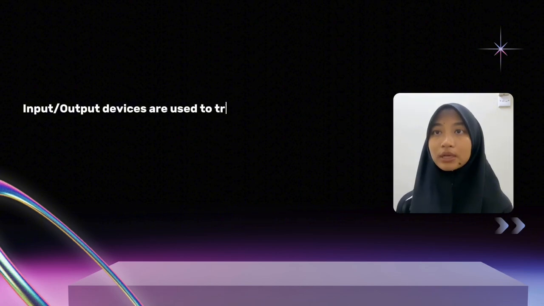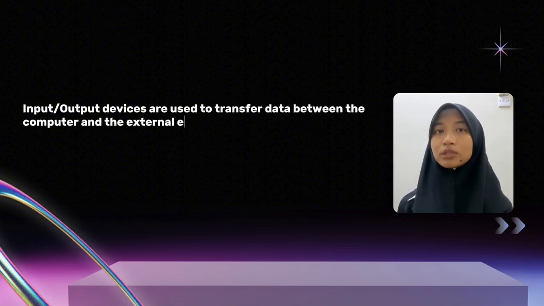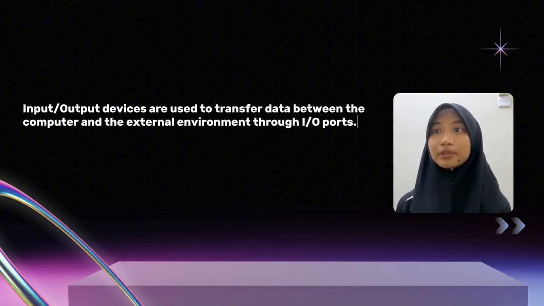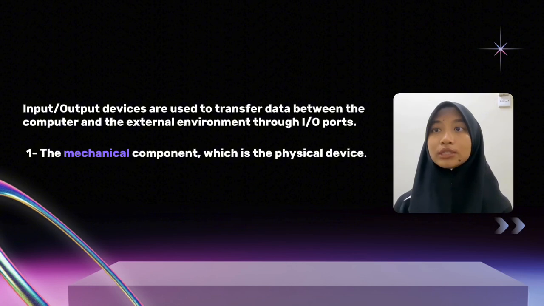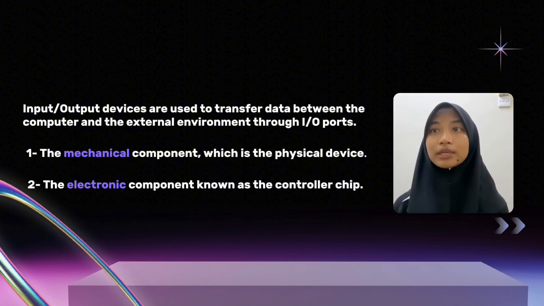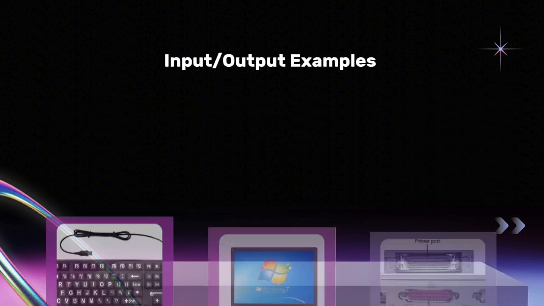Input-output devices are used to transfer data between the computer and the external environment through input-output ports. These devices are divided into two parts. The mechanical component, which is the physical device, and the electronic component, known as the controller chip. Operating system mostly interacts with the controller chip, which is responsible for managing data transmission. These are the examples for input-output devices.